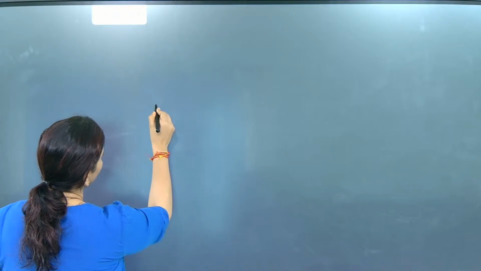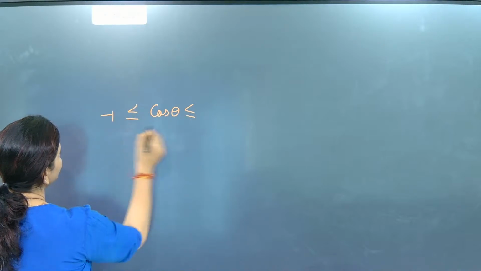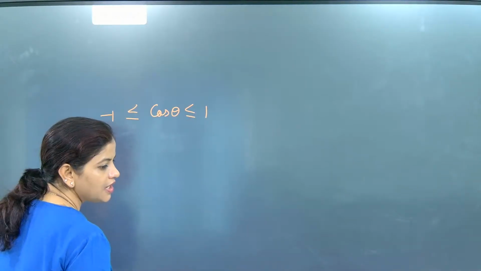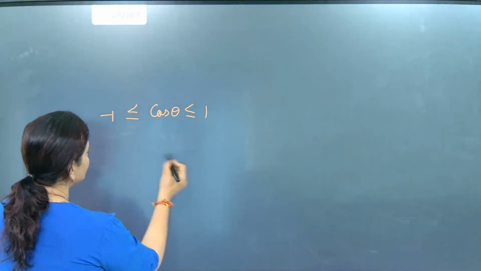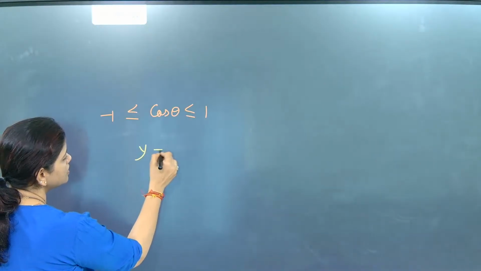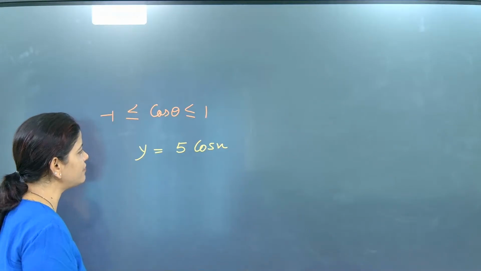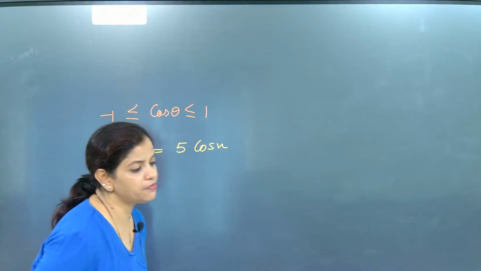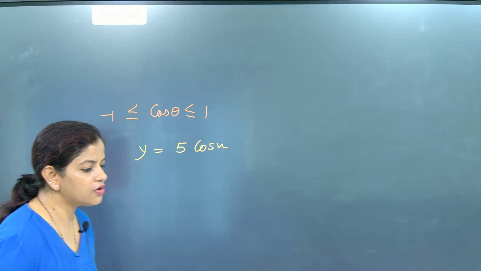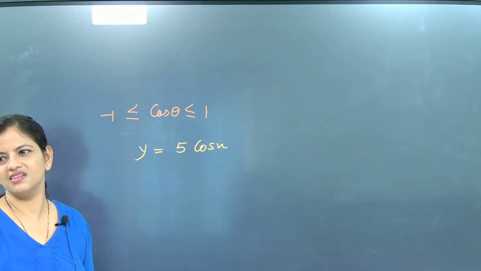We know that for cos theta also, the minimum is -1 and the maximum is 1, same as sine theta. So if somebody tells you to solve this question, find it for 5 cos theta, what is the answer? Y is equal to 5 cos x. Then how are we going to draw that? Please kindly check this one out, draw it, and tell me how we are going to draw that.